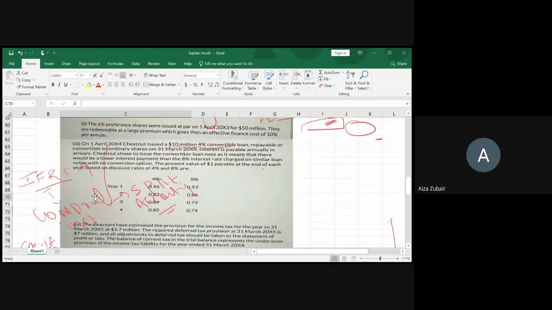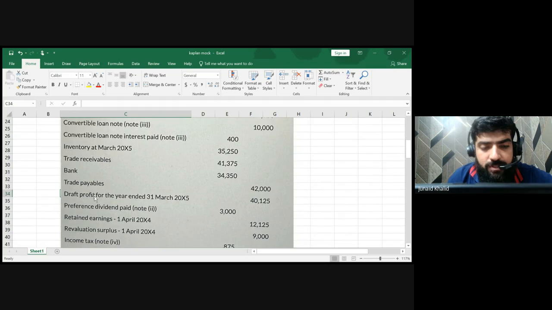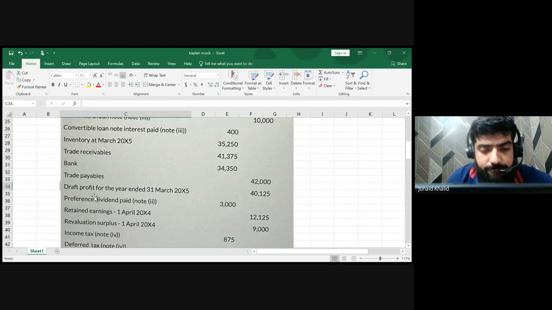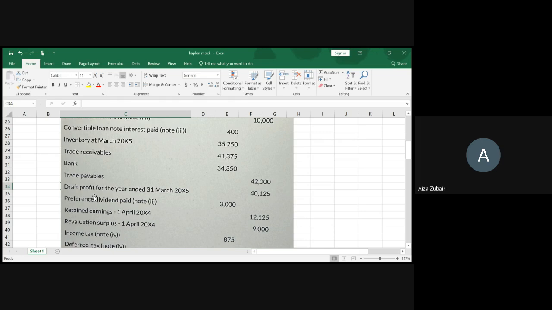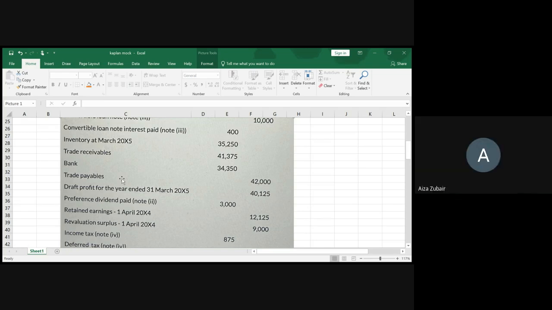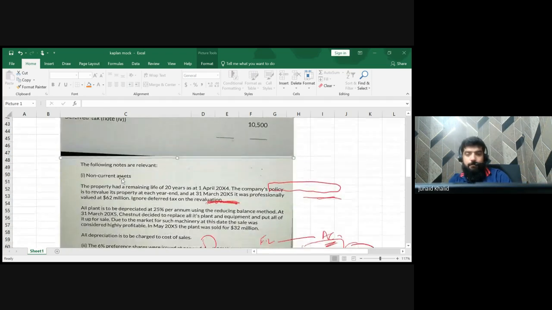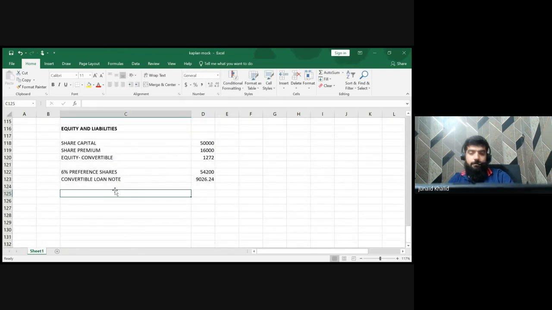Okay, now after convertible loan notes, any other liability that we have? Inventory, trade receivables, bank, any other liability that you can see? Deferred tax. Okay, very good. But before that, we have trade payables as well, right? So trade payables amount to 42,000.